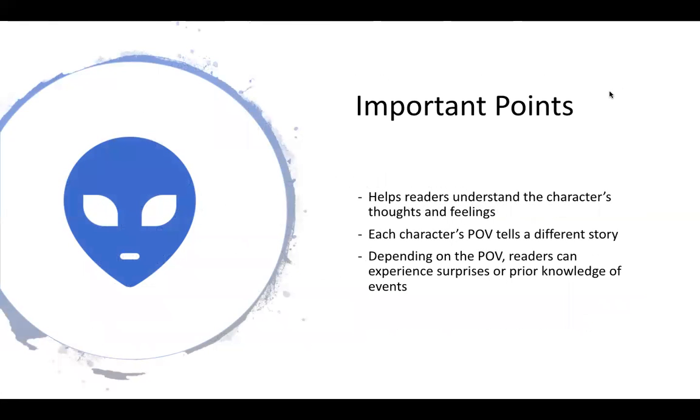So some key points to wrap up this lesson: these help the reader understand the characters' thoughts and feelings. Each character's point of view tells a different story. And depending on the point of view the writer uses, readers can experience surprises or prior knowledge of events. For example, if the writer decides to give a certain character different emotions that only we know about, the reader won't know about this until those events happen.